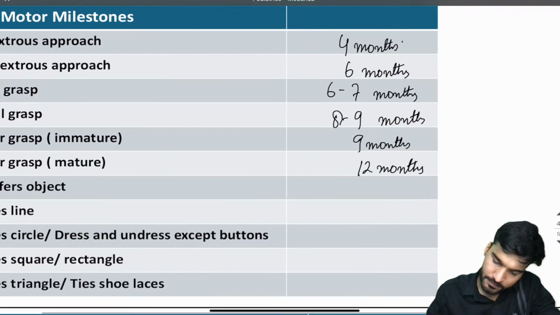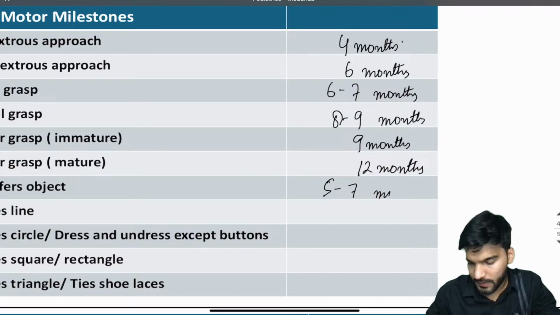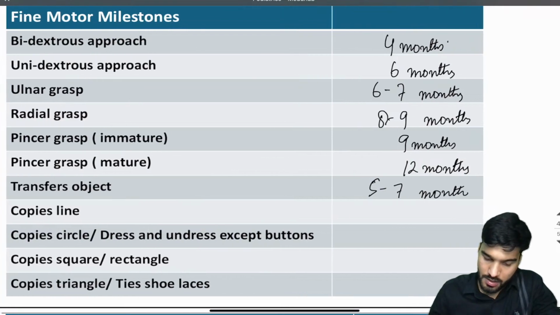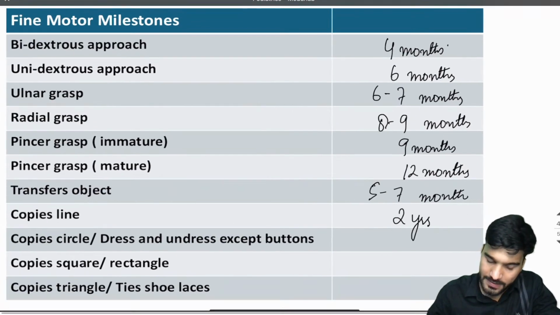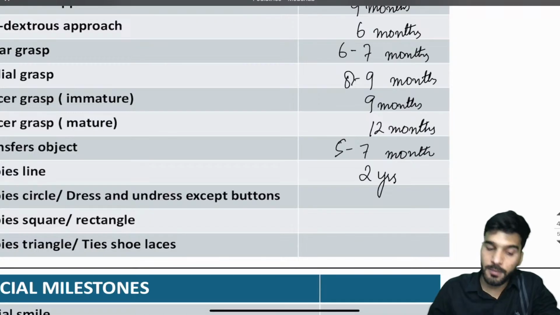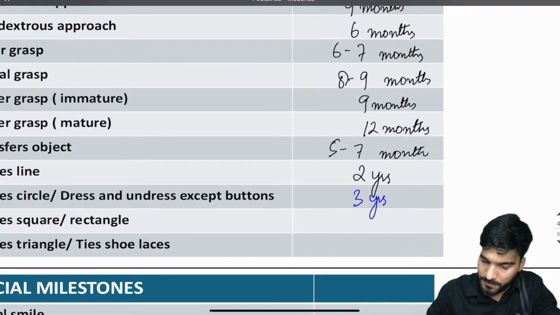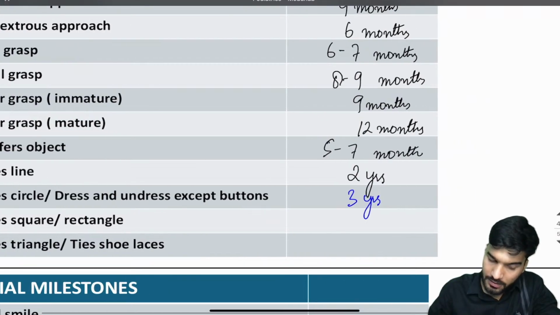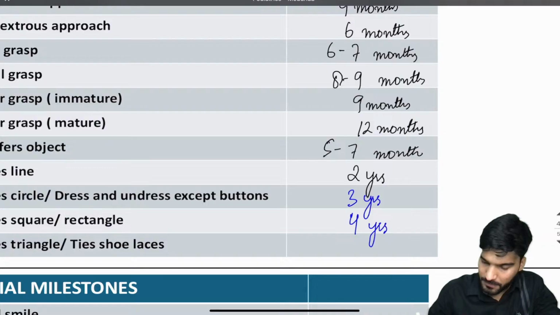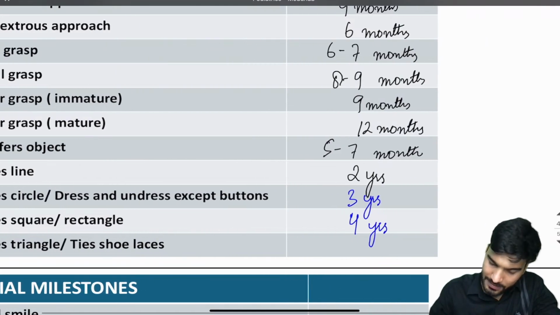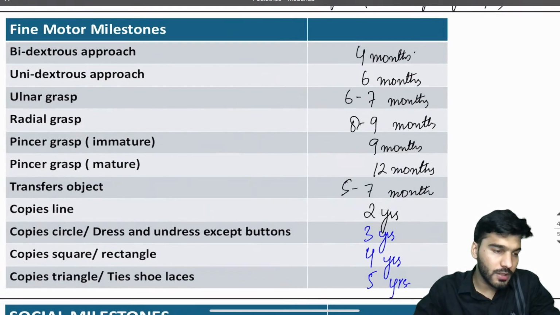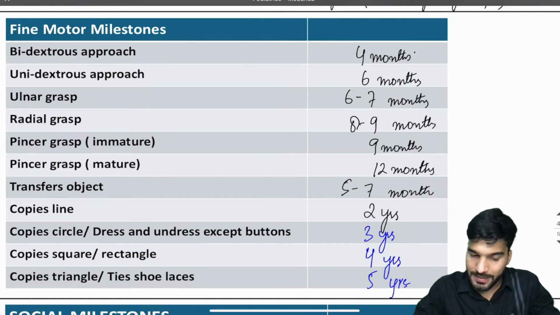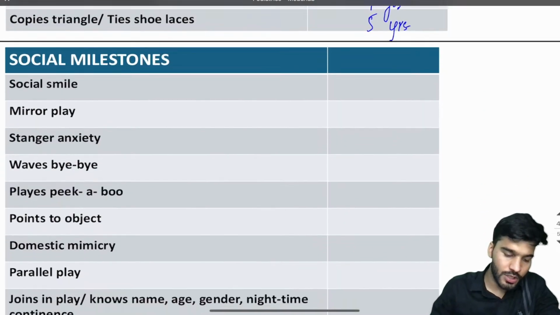Transfers object, 5 to 7 months. Copies line, 2 years. Copies circle or dress and undress except the buttons, 3 years. Copies square or rectangle, 4 years. Copies triangle or ties shoelaces, 5 years. These are the fine motor milestones. Then the social milestones.